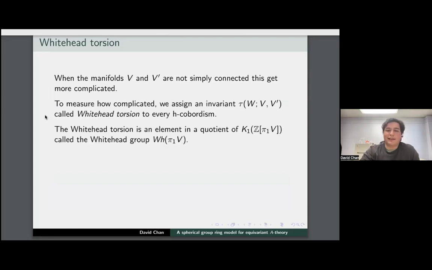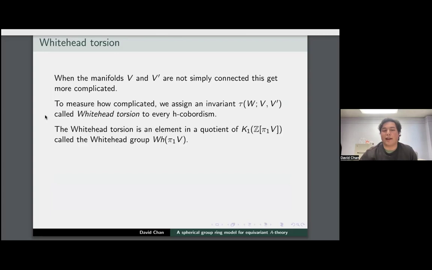And where does this thing live? It lives in a quotient of K1 of Z pi 1 of V, right? So when V was simply connected, of course, pi 1 of V is the trivial group, and this is K1 of the integers. And the quotient that you do actually just kills this group entirely. So this group is 0.